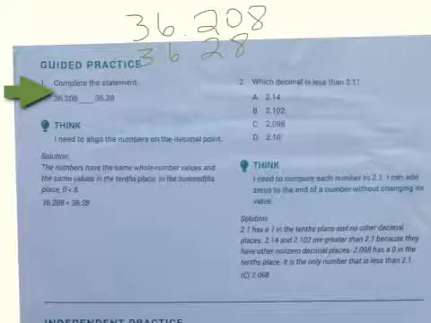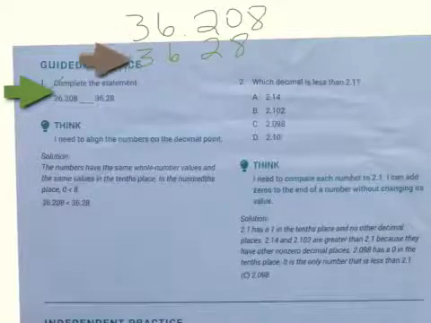And so next it says we have the same whole numbers and the same place value of the tenths place. So right here, we know our 36s are the same.